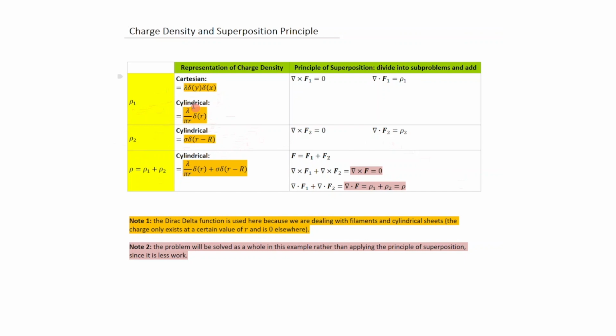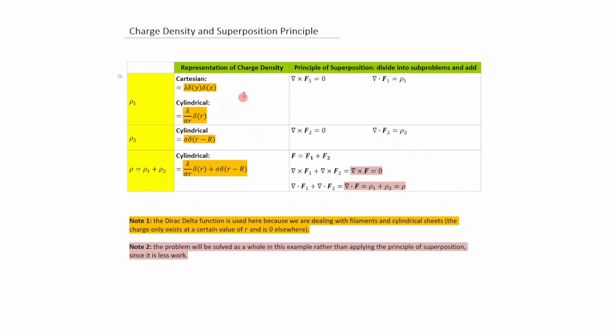If we were to add these two together, of course we must stick with the same coordinate system. Here I've just shown that Cartesian could be used to describe rho 1, but since here we need to work with cylindrical coordinates, we'll use the cylindrical version for rho 1 as well. If we add these two together, this represents the total charge for the system.